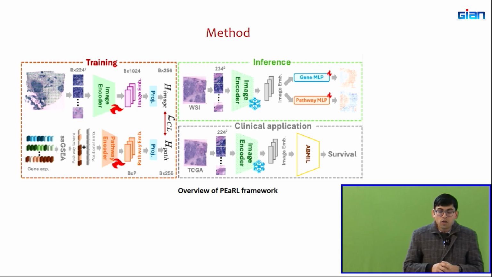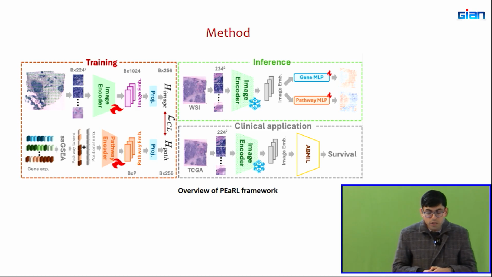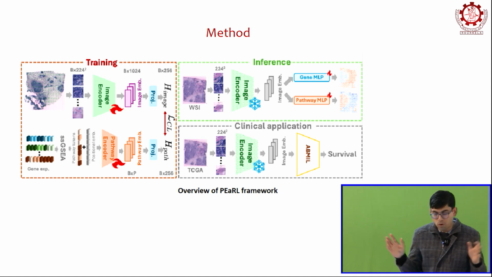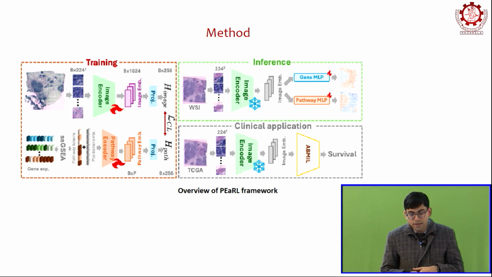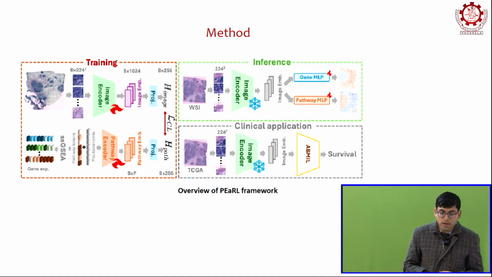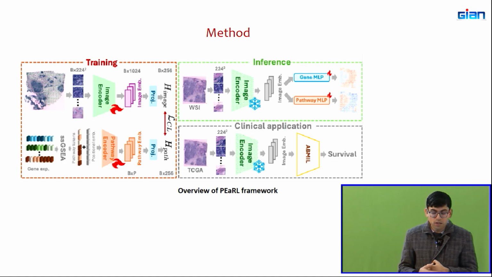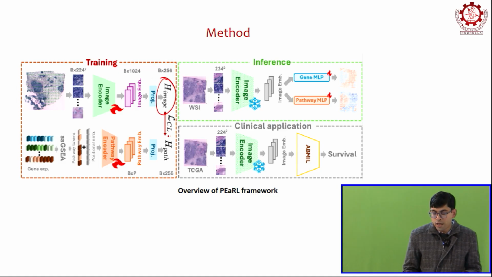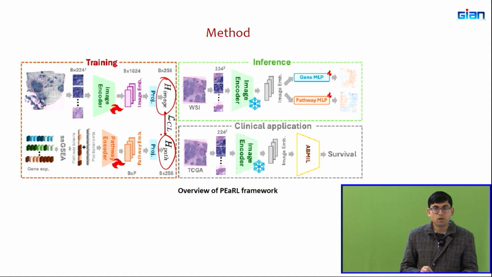How did we do that? We took our images, we patchified them, and we provided them to an image encoder, which can be any foundation model. We got the embeddings, we got the projection using some MLP head, and we also had the gene expressions. We did a gene set enrichment analysis. Then after that, we identified the pathway scores, and we did a pathway embedding. We again had a projection, and then we did contrastive learning between the projection coming from the image head and the projections coming from the pathway head, right?